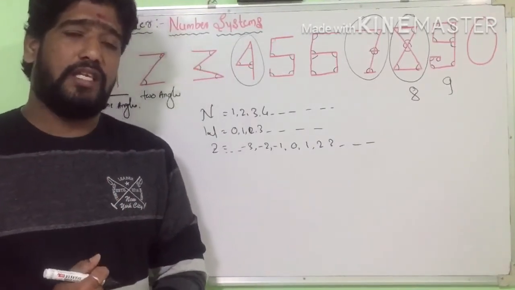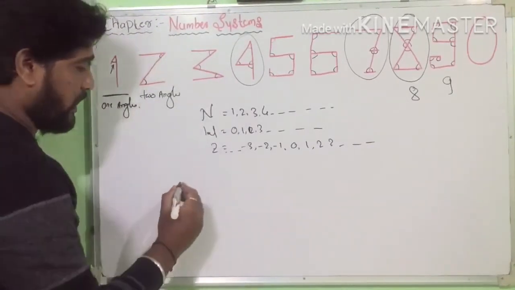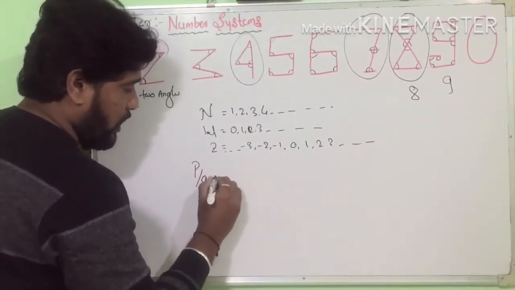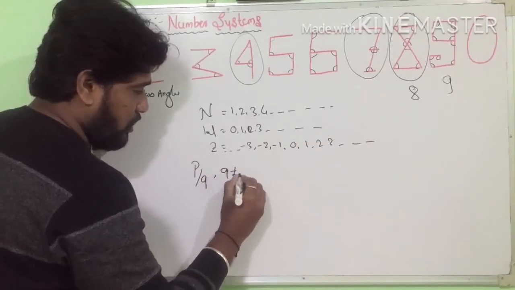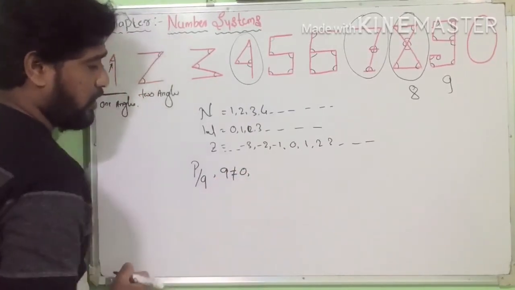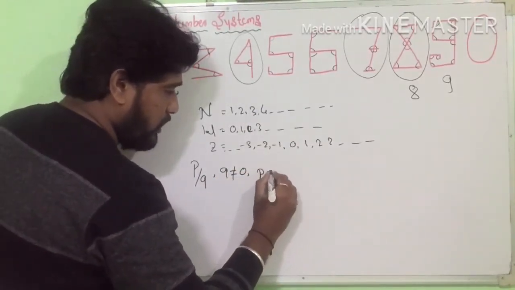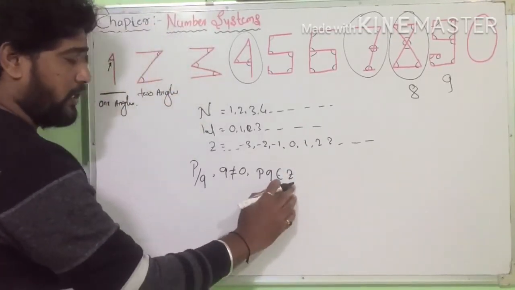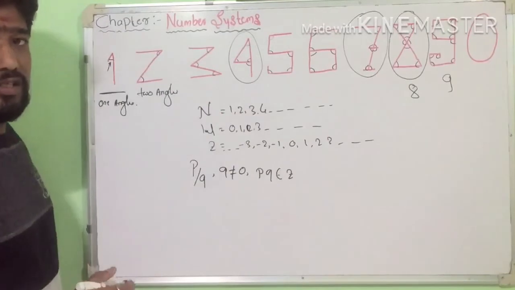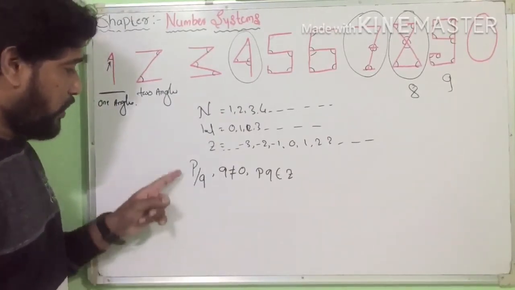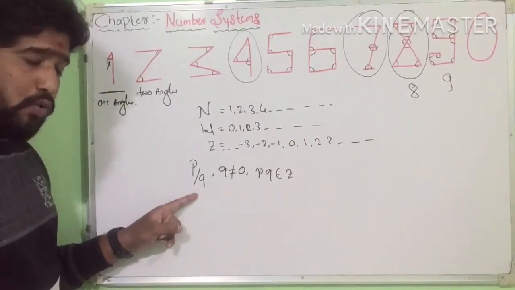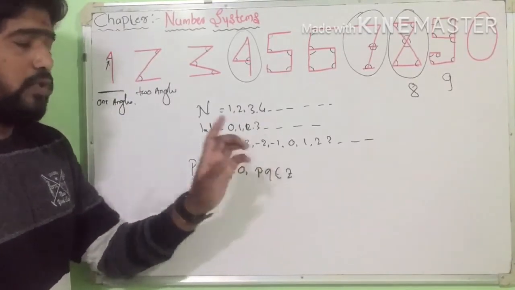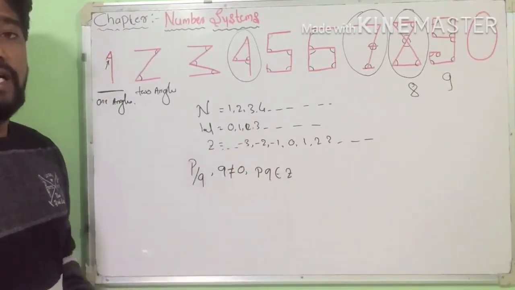So what is a rational number? A rational number is a number which is in the form of p by q, and q is not equal to 0, and p, q belong to Z. Belongs to Z means p, q are any integers. Is it clear? So a number which is in the form of p by q, and q is not equal to 0, and p, q belong to Z is called a rational number.